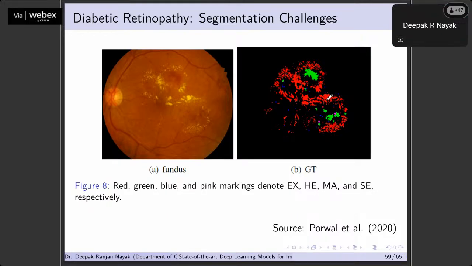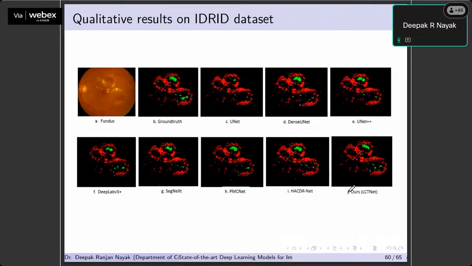This kind of problem statement is very, very difficult compared to the previous one, because here the lesions are very, very small, sometimes even 1 pixel is a lesion area. It is very, very difficult to identify this, and it is a multi-class segmentation task. But recently we have developed one architecture, and you can see the kind of results we were getting.